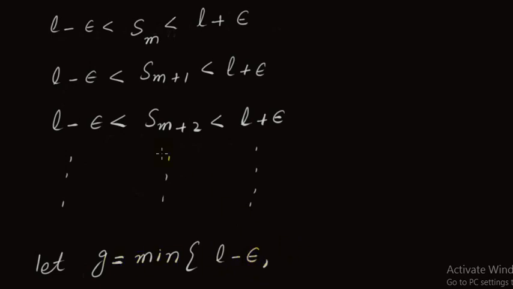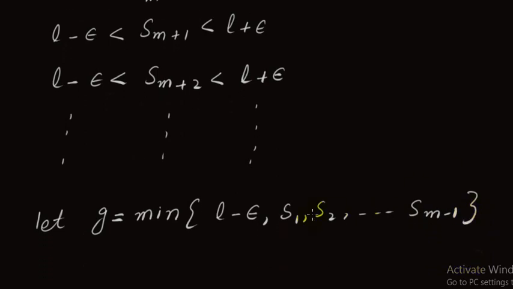and, as L minus epsilon is less than Sm, L minus epsilon is less than Sm plus 1, Sm plus 2, and so on for infinitely many values. But in this sequence, we do not have terms like Sm minus 1, Sm minus 2, and so on, S1, S2, S3. So I insert these terms which are missing, which are S1, S2, and so on up to Sm minus 1.